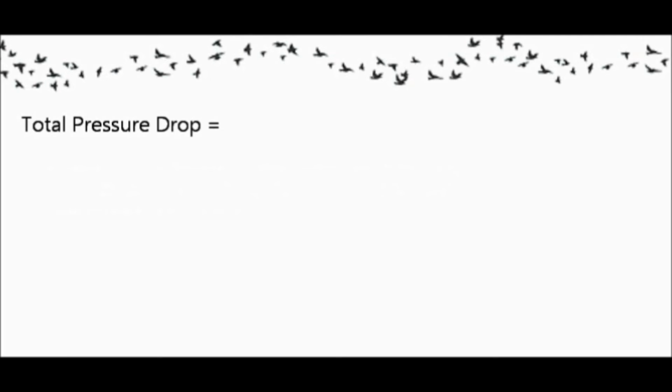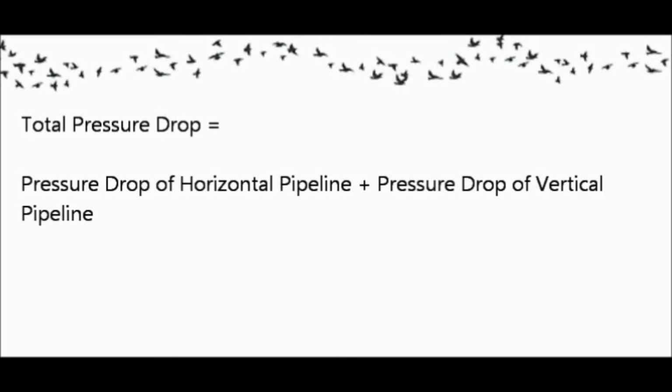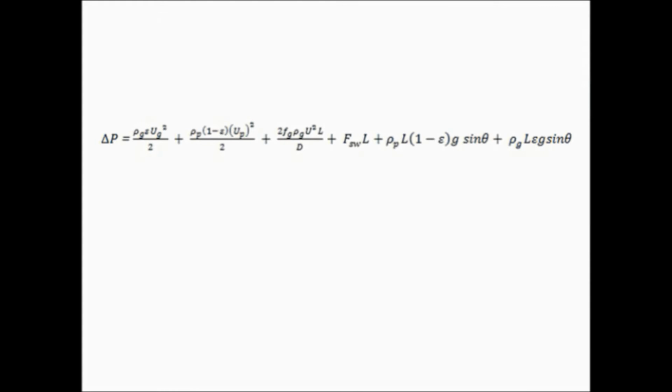This design was evaluated by the calculation of pressure drop of horizontal pipeline, pressure drop of vertical pipeline, and pressure drop of the bends. The pressure drop across the length of the transport line consists of 6 components, which are pressure drop due to gas acceleration, pressure drop due to particle acceleration, pressure drop due to gas to pipe friction, pressure drop related to solid to pipe friction, pressure drop due to the static head of the solids, and pressure drop due to the static head of the gas.